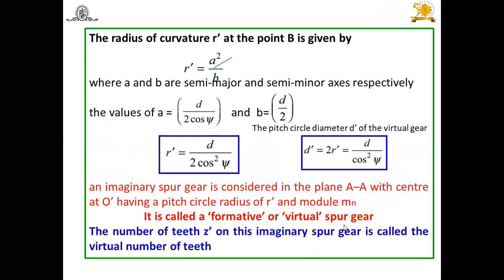This is called the formative or virtual spur gear. The number of teeth, Z dash, on this imaginary spur gear is called the virtual number of teeth. That means to make the analysis of the helical gear simple, we have to convert this helical gear into an imaginary spur gear. It will help us make the analysis simple. So we have to find this number of teeth Z dash, also known as the virtual number of teeth. Let us see how to find it.